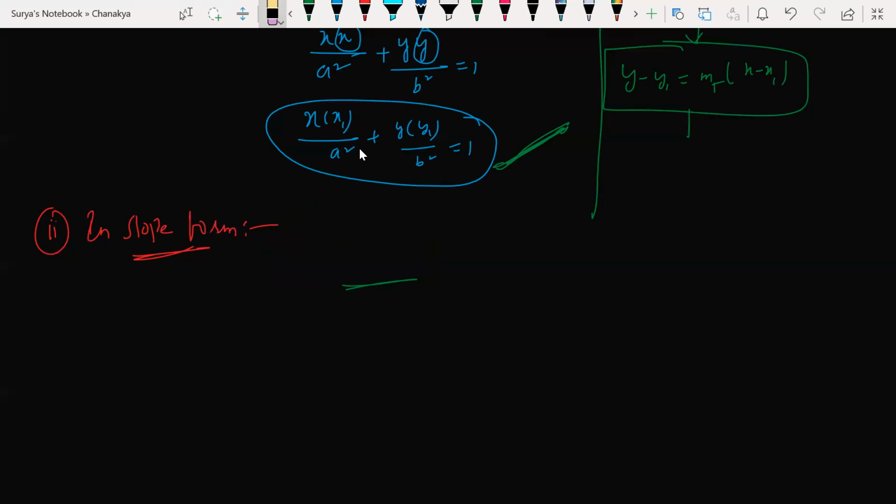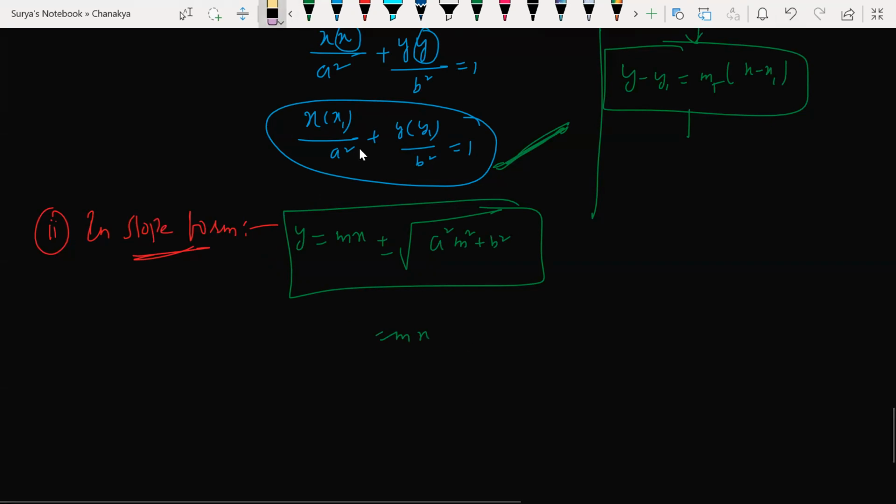Similarly, what happens here? Look, y is equal to mx plus or minus square root of a square m square plus b square. Just a little difference comparatively to parabola, where we had y is equal to mx plus a by m.